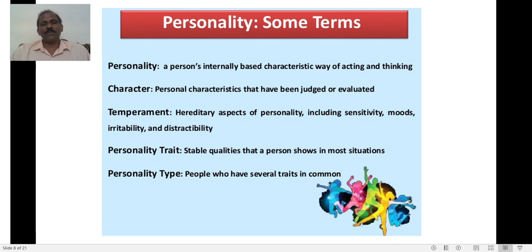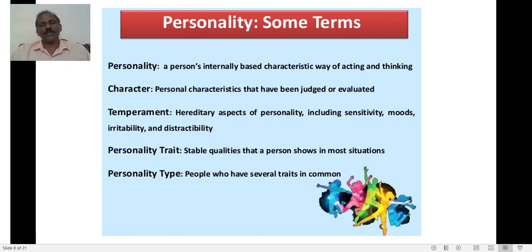So, certain terms related to personality. Personality: a person's internally based characteristic way of acting and thinking. Character: personal characteristics that have been judged or evaluated, which can be seen and evaluated, judged. If required, the person can be asked or meant to change it. Temperament: most of the hereditary aspects of personality, including sensitivity, how sensitive one is, and one's mood, irritability, and distractibility. Some can concentrate, some can't concentrate, like temperament.